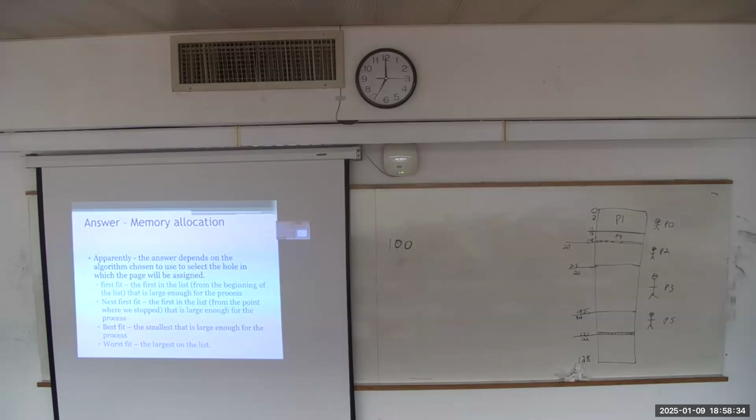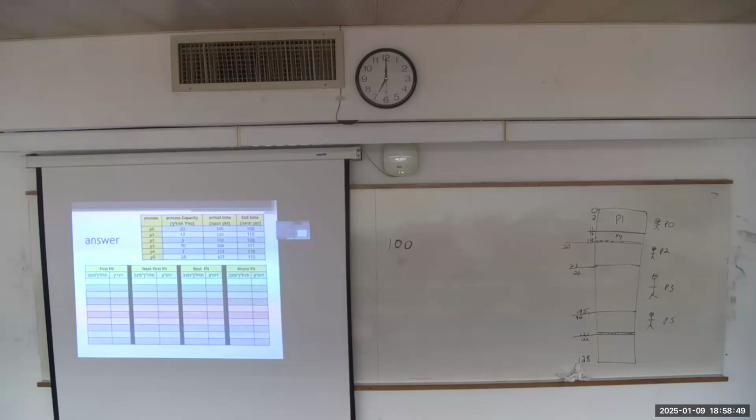Next fit: the first fit in the list from the point where we stopped that is large enough. Best fit: smallest hole. Worst fit: largest hole. We did the first two, and we may have even done best fit too. We probably did best fit, but we didn't do worst fit. You got the basic idea.